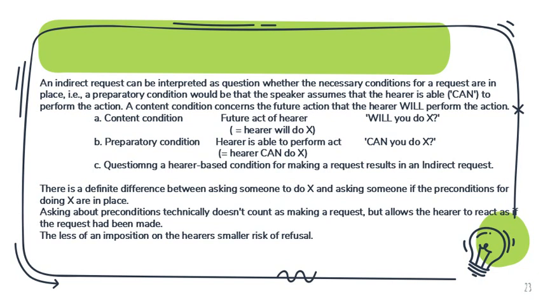Because a request is an imposition by the speaker on the hearer, it is better for the speaker to avoid a direct imposition via a direct request. The less of an imposition on the hearer, the smaller the risk of refusal. Therefore, an indirect request is essentially about one person trying to get another person to do something without risking refusal or causing offense.